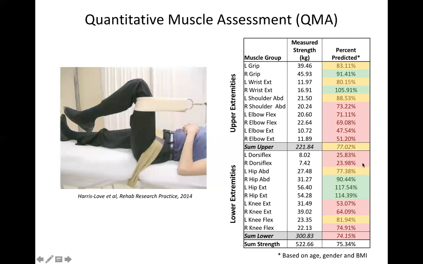And what we can see is this subject already is at about 25% of what a healthy individual could do on this machine, on their dorsiflexor. And we can do this for lots of different muscle groups. So you can see on the top their left and right grip, which remains relatively normal in terms of what other healthy individuals can do.